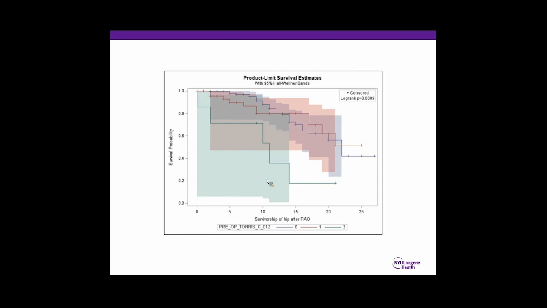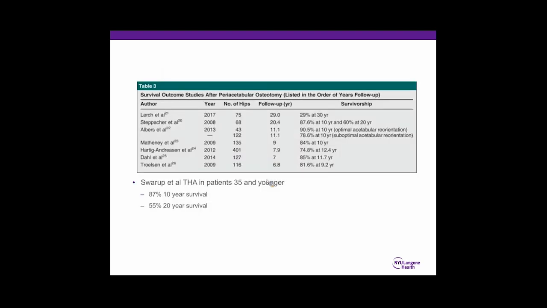If you look at the Tönnis grading in these patients, obviously a Tönnis grade of 2 performed quite poorly with a PAO, although up to 10 years with decent outcomes. And these numbers really line up with previous series in the literature of periacetabular osteotomies for hip dysplasia, with a survivorship of somewhere between 80 to 90% at about 10 to 15 years.